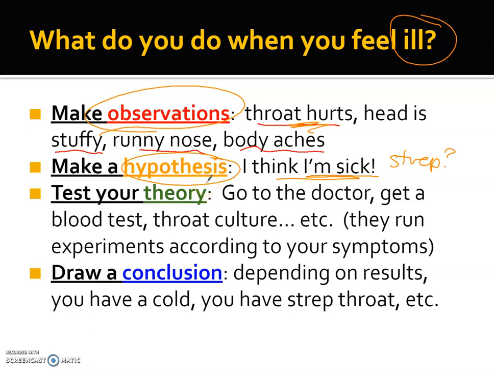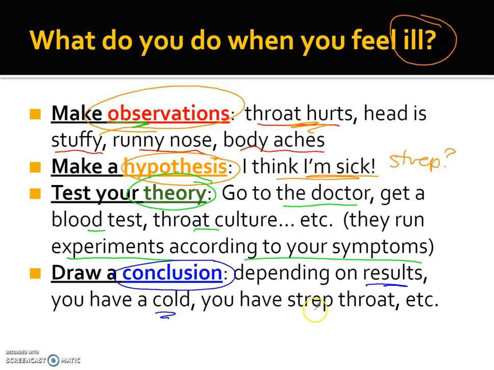So, what do you do? You can't just sit there. So, you test out your theory. You go to the doctor, where guess what? They make observations. They test your blood, or they do a throat culture, that giant, huge swab. They do experiments. They grow the bacteria or the virus and they see what's in there, depending on what your symptoms are. And then what do they do? They draw some sort of conclusion. So, depending on the results, you might either just have a cold, you might have the flu, you might have strep throat. Hopefully, you don't have coronavirus.